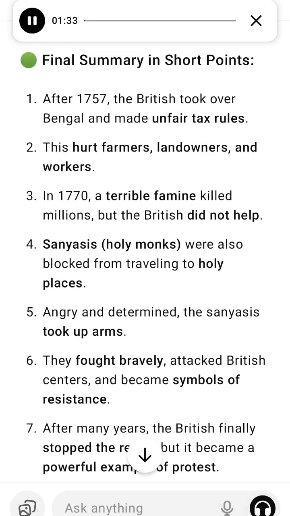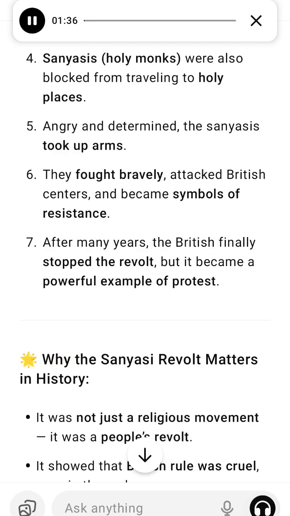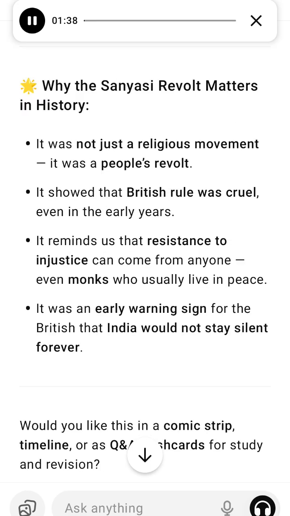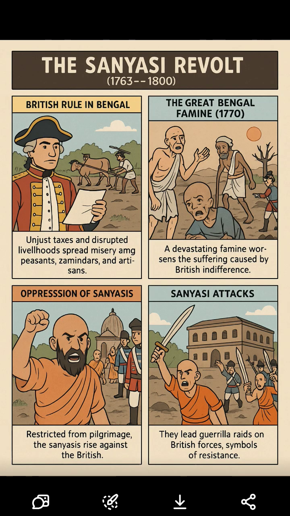What did the sannyasis do? They formed armed groups. They attacked British factories, government money stores and offices. They used guerrilla tactics, sudden surprise attacks. They became a symbol of resistance in the region. Local people supported them because they were fighting for justice.